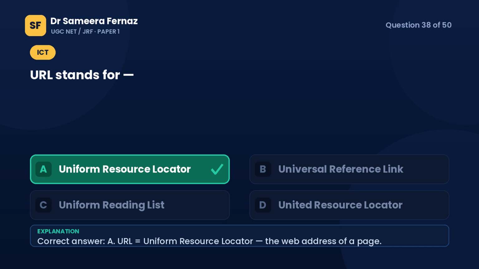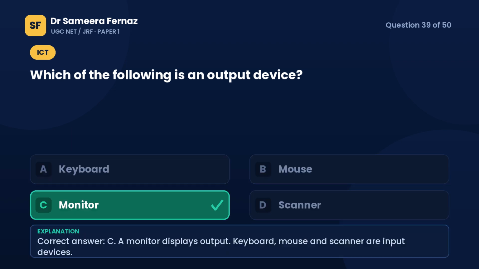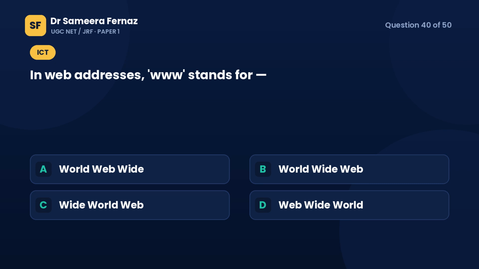Question number 37. ICT. How many bytes are there in 1 kilobyte? So the answer is option A, 1024 bytes. In computers it is 2 to the power 10. Question number 38. ICT. You see it before every website. What does URL mean? So the answer is option A, Uniform Resource Locator, the address of a web page.